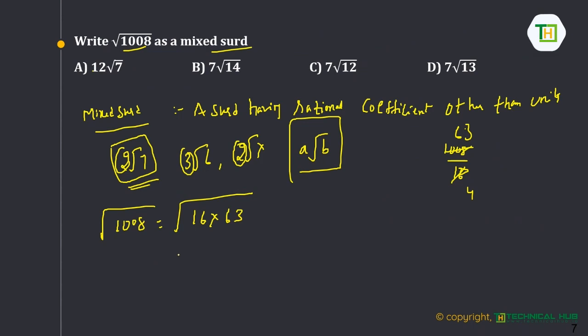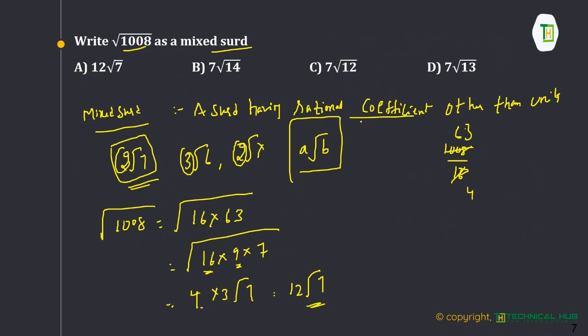And next, 63 can also be written as 9 into 7 because 9 is a perfect square. The square root of 16 is 4 and the square root of 9 is 3, and 7 is not a perfect square. So finally you will get 4 into 3 is equal to 12, so 12 root 7. So this 12 is a rational coefficient. So what is the answer here? Option A. Just simplify the square root of 1008 and you will get the answer.